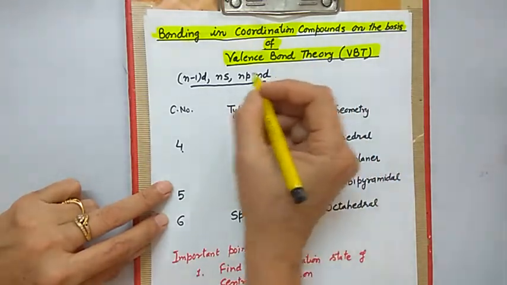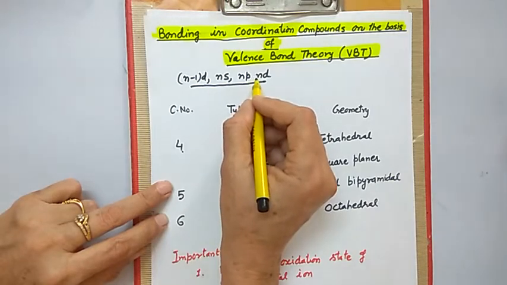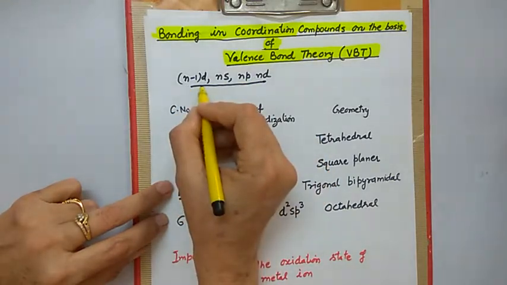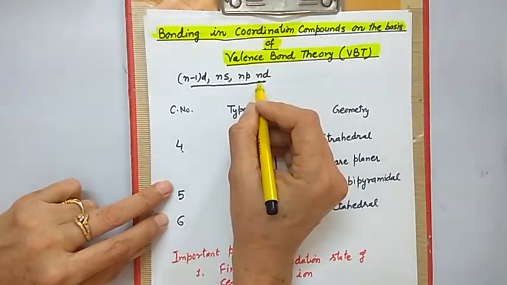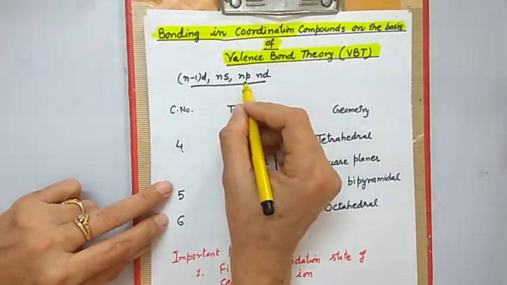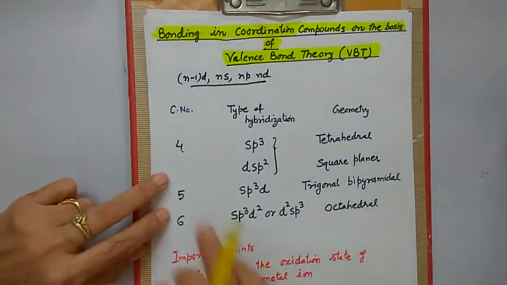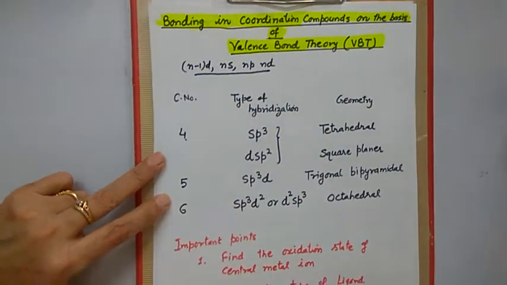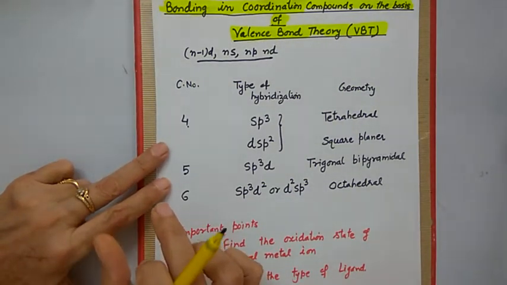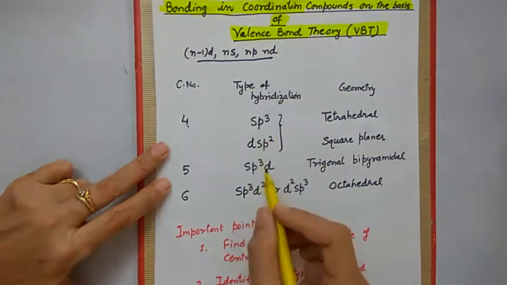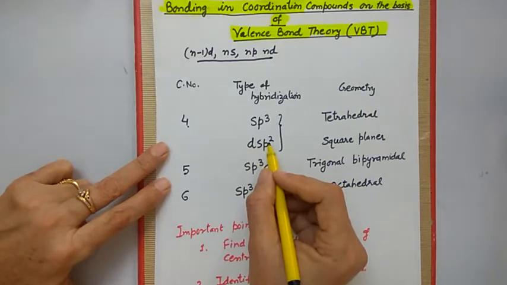Suppose n equals 4, so the value of n here will be 4. Then 3d orbitals can mix up with s and p, as well as 4d can mix up with s and p, depending on the type of complex. So if the coordination number is 4, meaning 4 ligands are attached, we need 4 orbitals. In that case, two types of hybridization can take place, sp3 or dsp2.